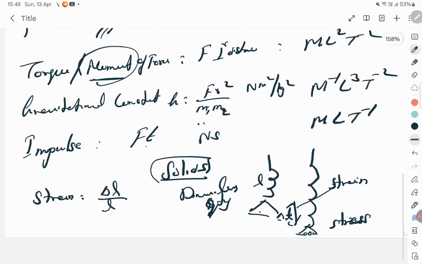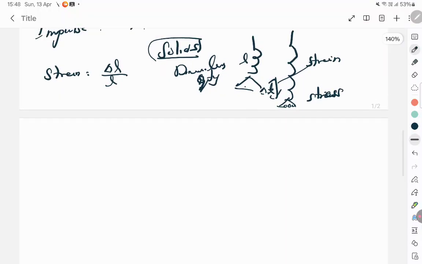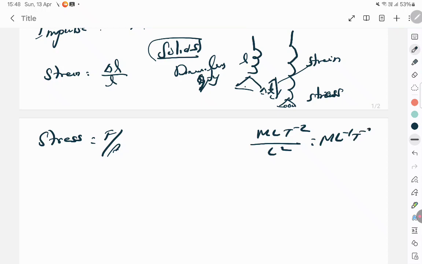Well, let's talk about stress. Stress is nothing but like pressure, which is force by area. Force is M L T to the power minus 2 by L square. So it's M L to the power minus 1 T to the power minus 2. Of course, stress is also measured in Pascal, or you can say Newton per meter square, whatever you want to say.